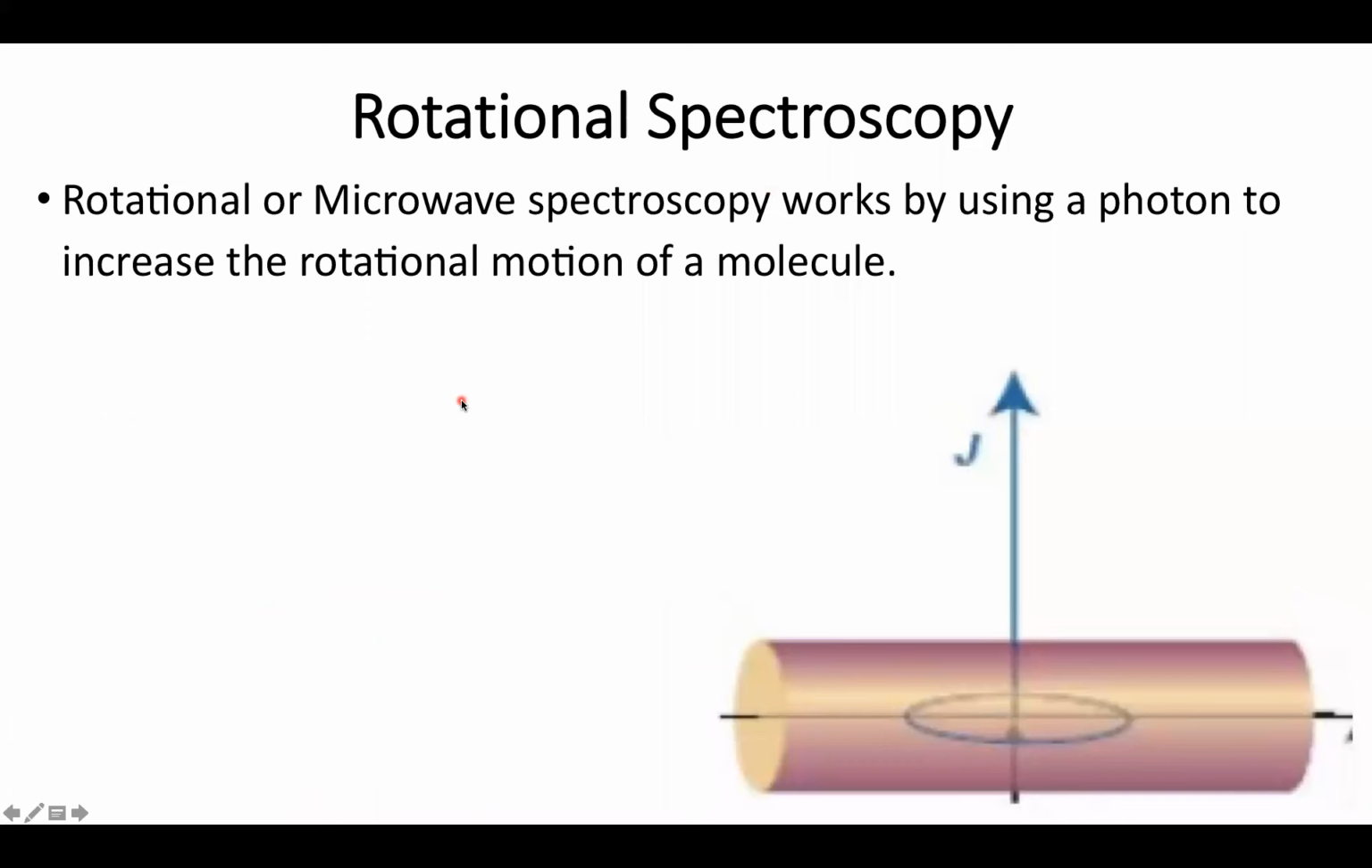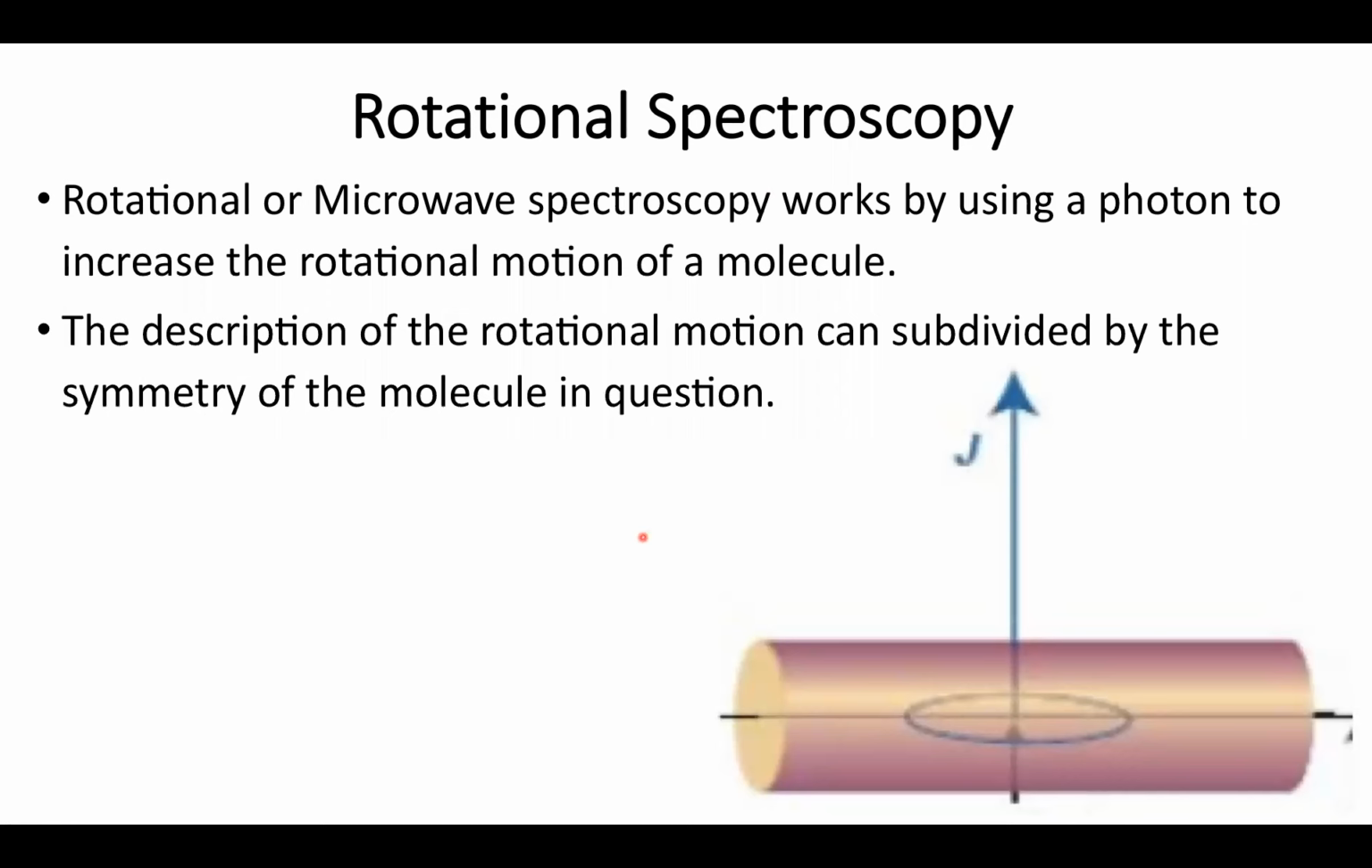So first of all, just as a reminder, rotational or microwave spectroscopy, because that's the region of the spectrum it shows up in, works by essentially using a photon to increase the rotational motion of a molecule. And the description of this rotational motion can be subdivided based on the symmetry of the molecule in question. So here's where we're going to bring in a little bit of our knowledge of symmetry. And it's split into four major categories.